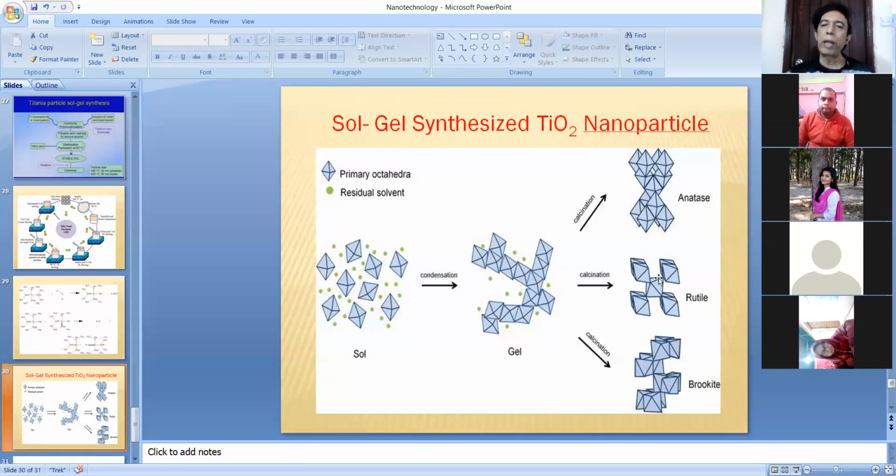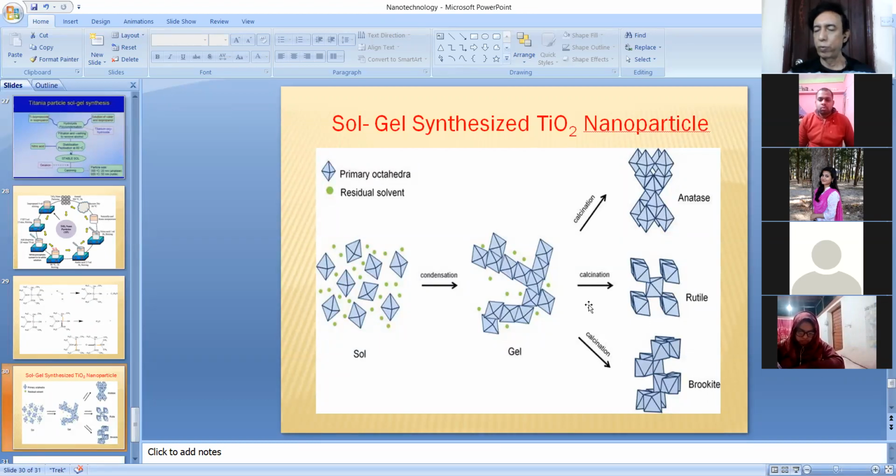makes three types of titanium dioxide. One is anatase. This is the structure of anatase. This is the structure of rutile type of titanium dioxide. This is the structure of brookite type of titanium dioxide. So on the basis of the temperature of calcination, you will get different types of titanium dioxide nanoparticles.